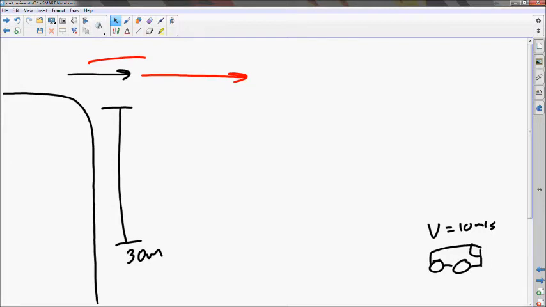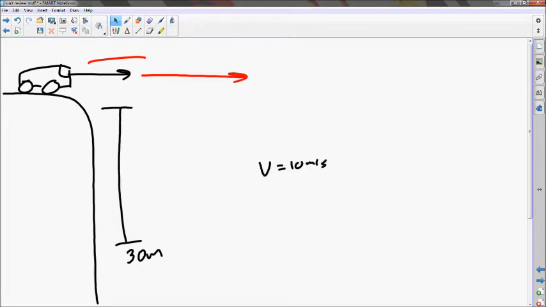So when it left the top of the cliff, it was moving 10 meters per second sideways. When it hits the ground, it's moving 10 meters per second sideways. Now it is going to gain some vertical motion. It is going to end up moving faster in the vertical axis because it's speeding up as it's falling, but that's only the vertical axis. The vertical and the horizontal axis don't have anything to do with each other. And because of that, we can look at them independently.